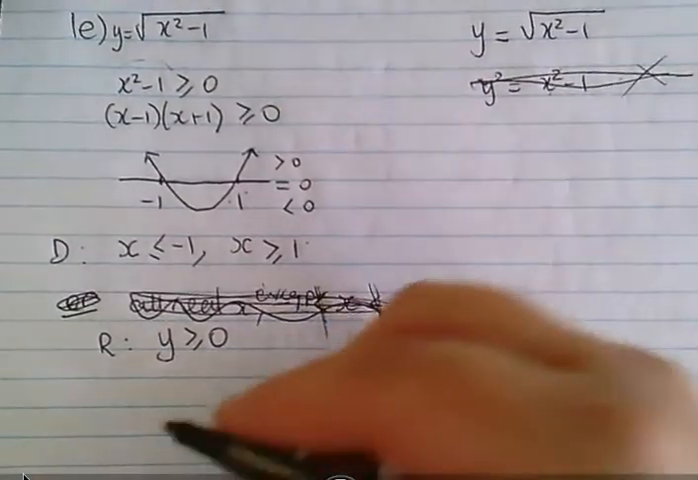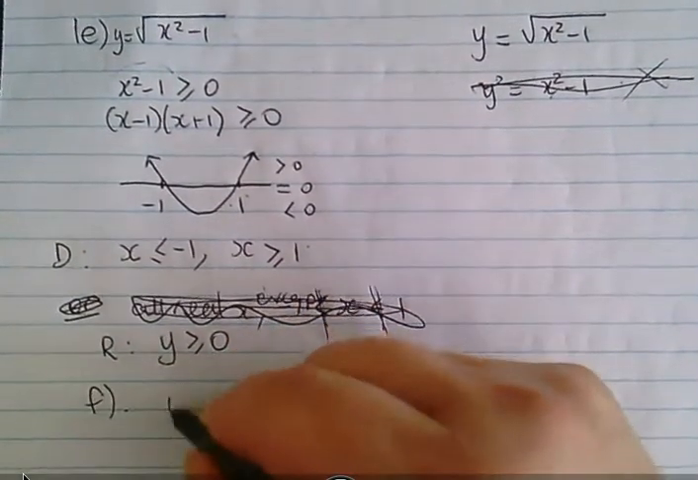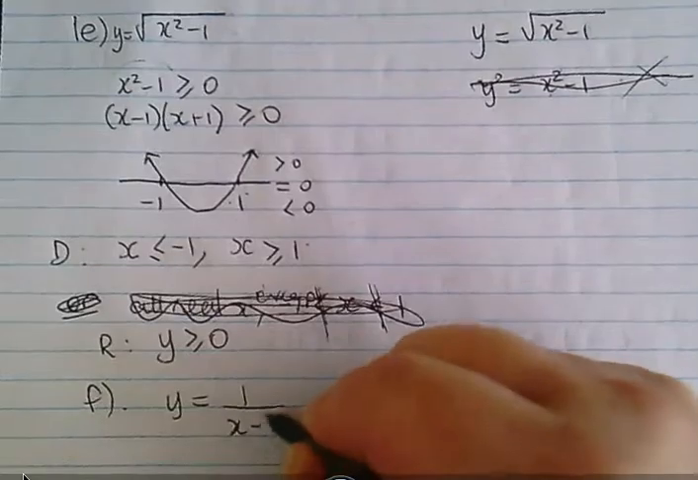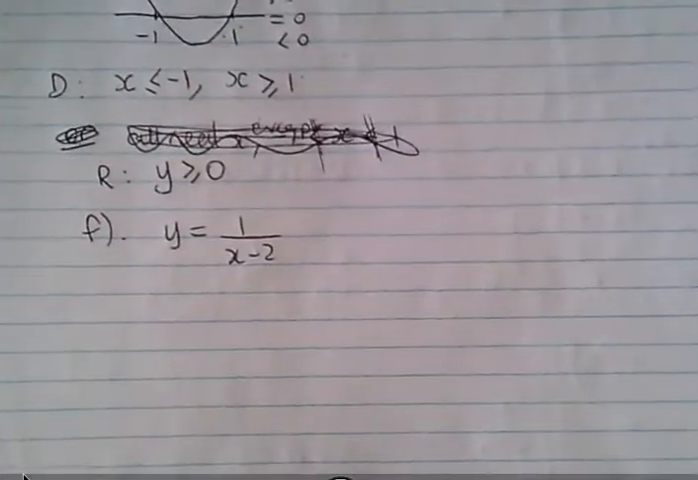All right, f should be fine. y equals 1 over x minus 2. You can see there, do you know what that is?